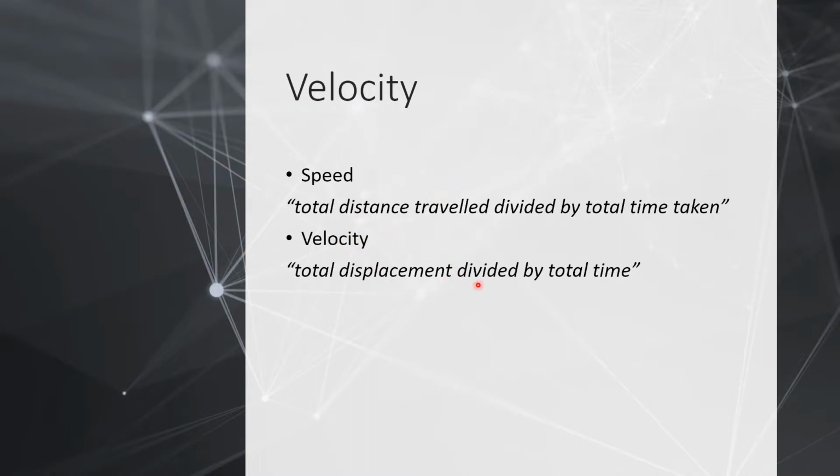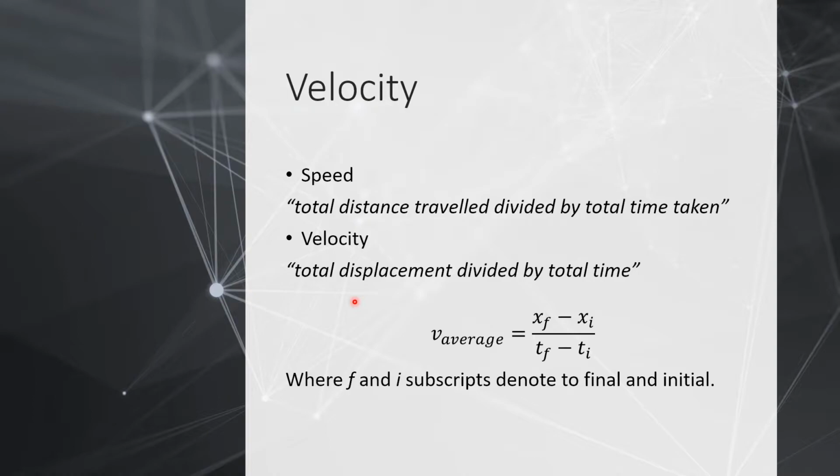Velocity, however, is the total displacement divided by total time. Since displacement is a vector quantity, velocity is going to be another vector quantity as well. It's a very simple definition. However, there's a lot more going on beneath the surface in this case. There's a formula associated with this: average velocity is your final displacement, subtract the initial displacement from it, divided by the total time taken, so the final time minus the initial time. F and I are subscripts there. So your average velocity is the total displacement divided by the total time taken to cover that displacement.